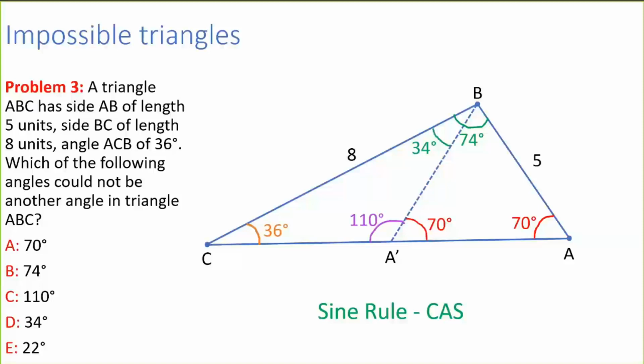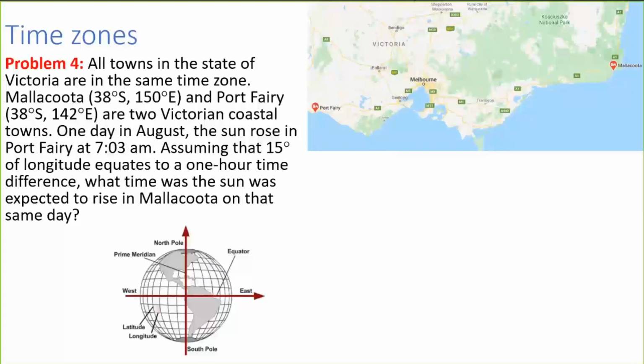So that leaves the correct answer. The only impossible angle is 22 degrees. Like I said, I chose this one because very, very few students in an exam situation actually consider the ambiguous case. All right, problem number 4.